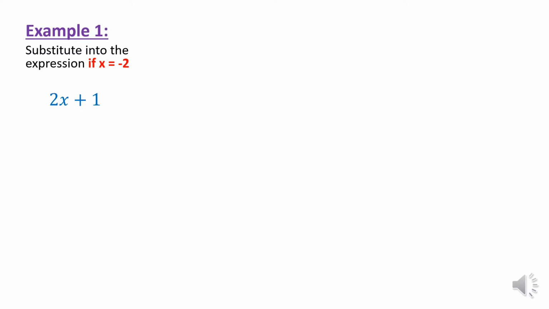Let's assume that we were told to substitute into the expression, if x is equal to minus 2, 2x plus 1. For this, the method is pretty much the same as what you've been doing before. 2 times minus 2 plus 1, which will be minus 4 add 1. That would give us minus 3. The only difficult part over here is to make sure you do not mix up your negatives. Otherwise, it's pretty straightforward and rudimentary.